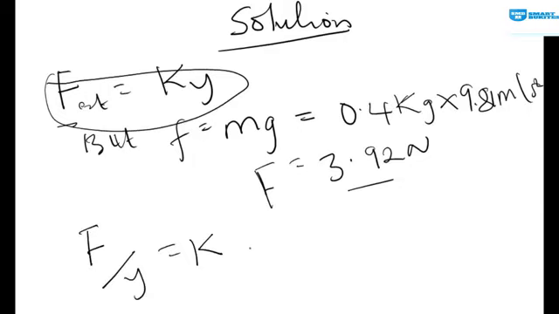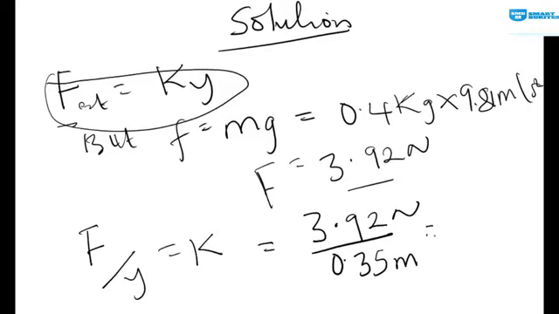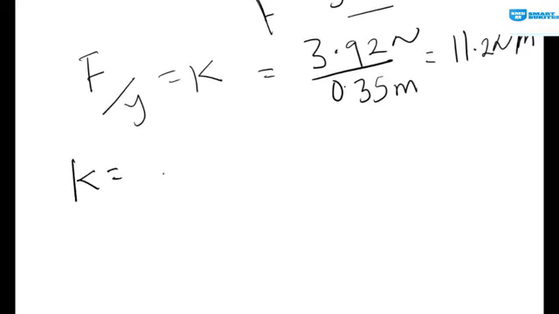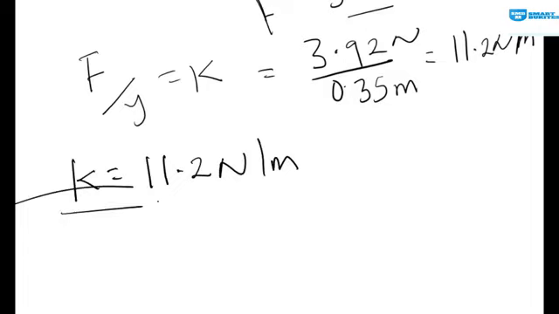Okay, so now we can substitute and get our k constant, which is equal to force, 3.92 Newton, over y, which is 35 centimeter. It has already been given in the question, but since it is in centimeter, we also need to convert it to meter by dividing by 100. All right, so we get 0.35 meter, and k is equal to 11.2 Newton per meter. So this is the first part of the question, where we are asked to find the k, which is the constant of the spring.